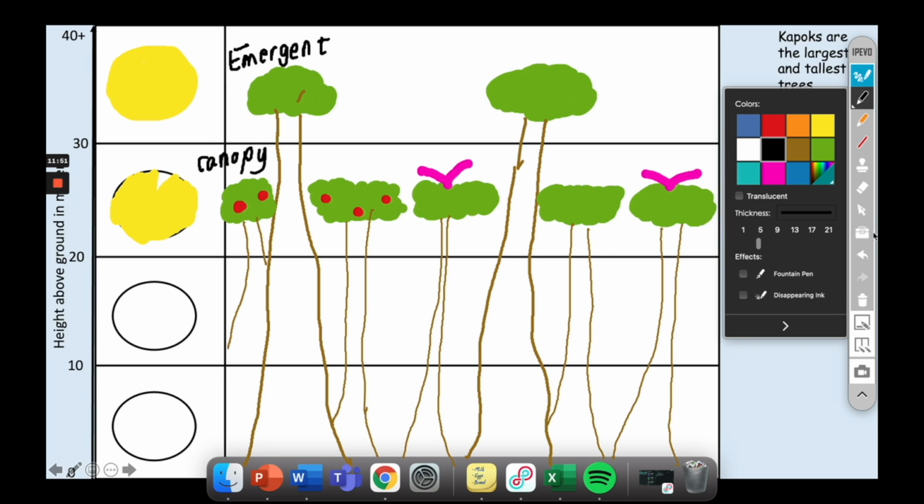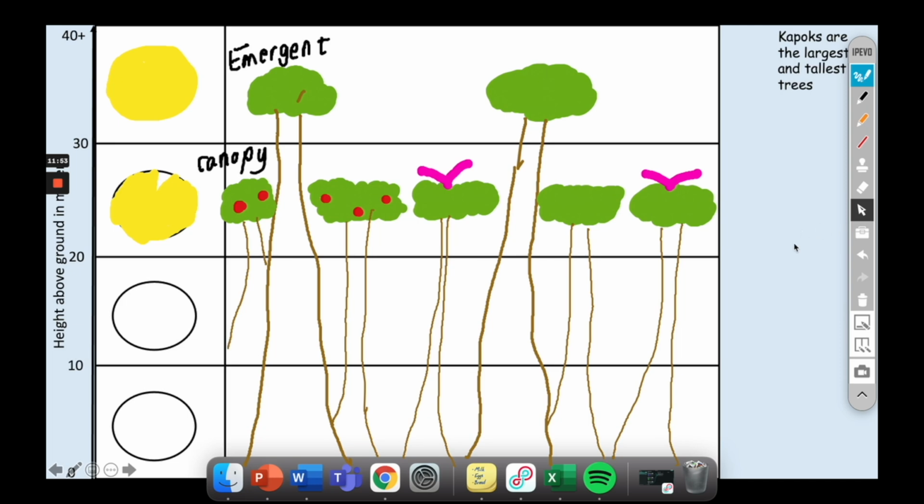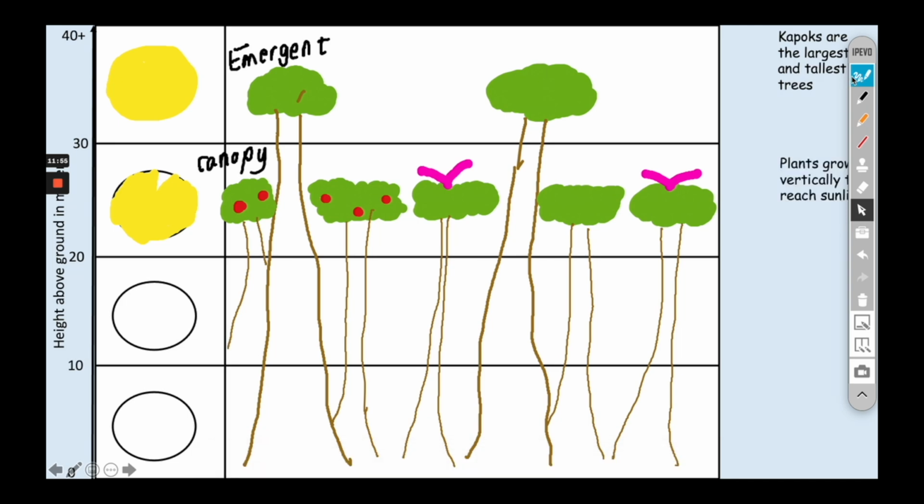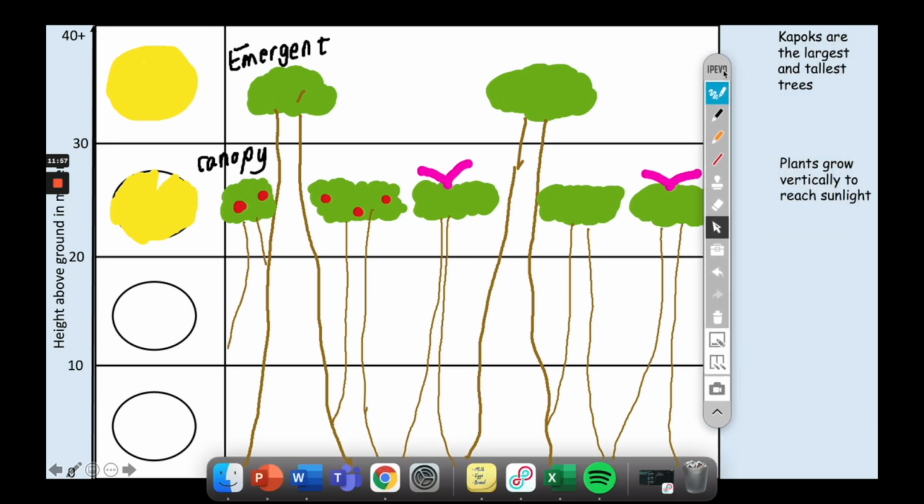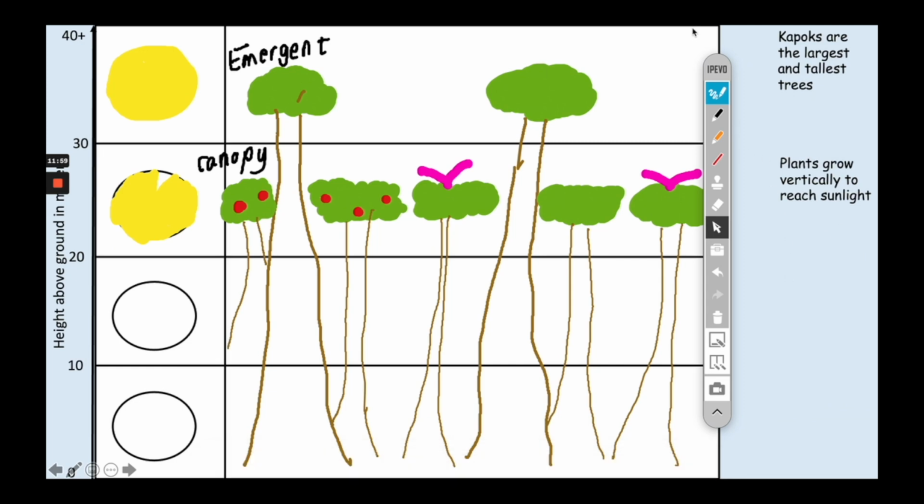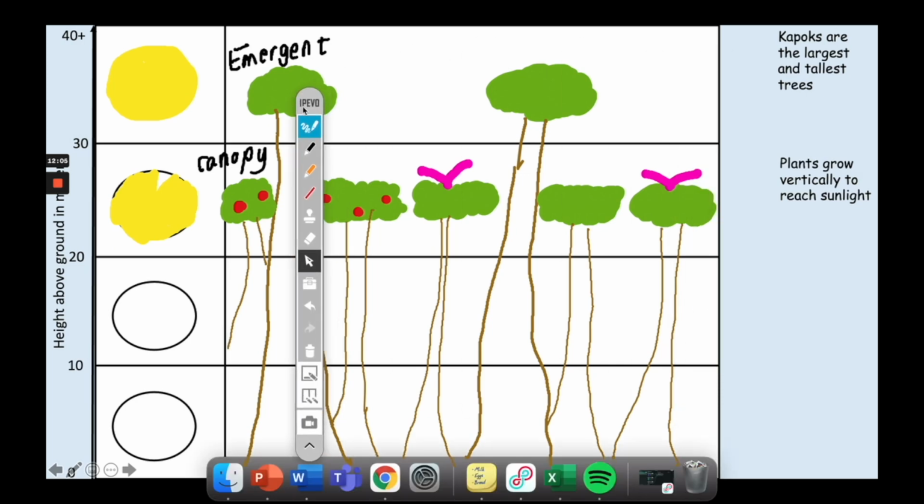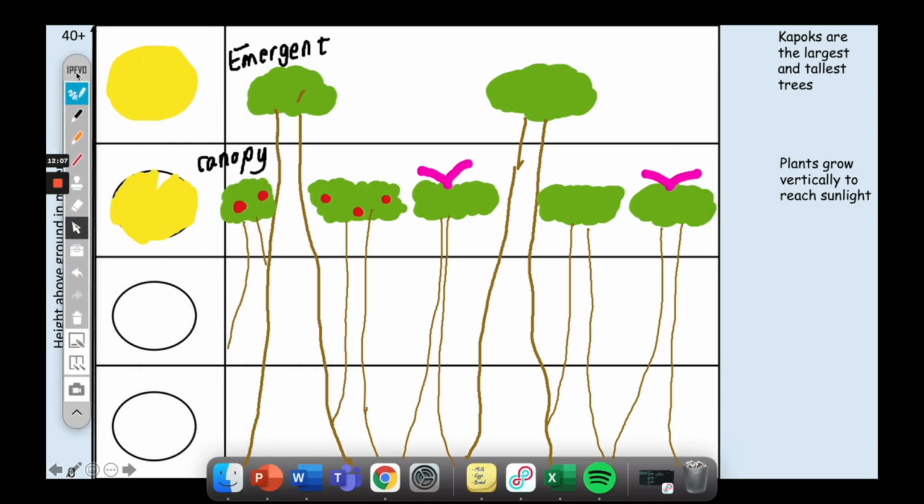And in terms of our labels for the canopy, we can label that plants grow vertically to reach sunlight. So we can see that all of our trees are growing vertically.